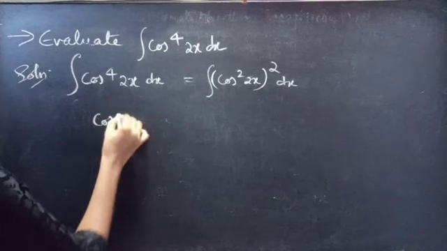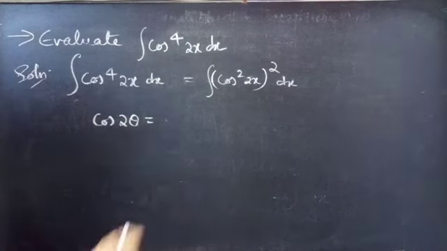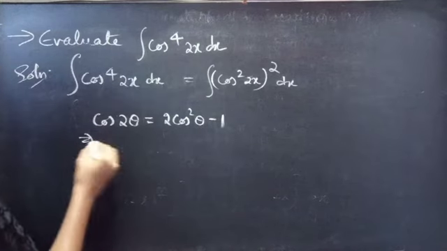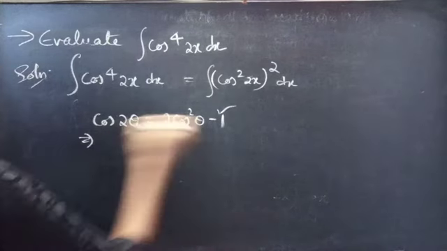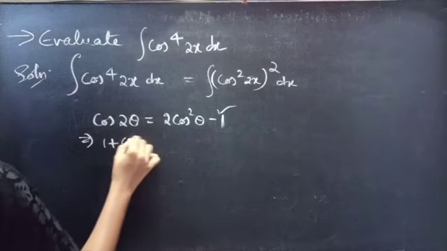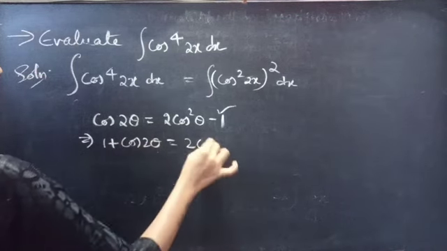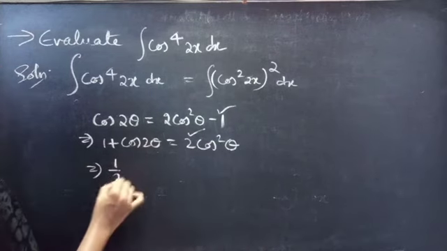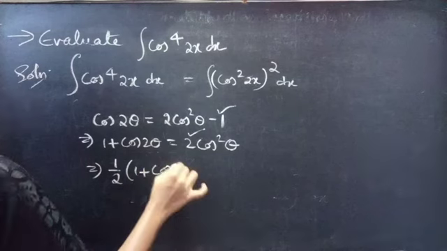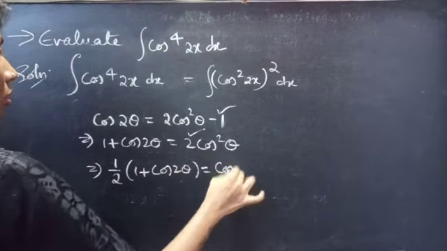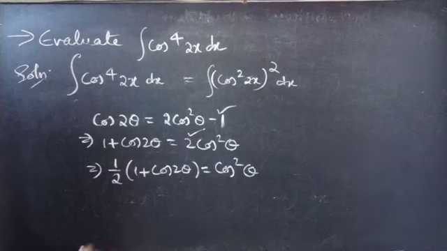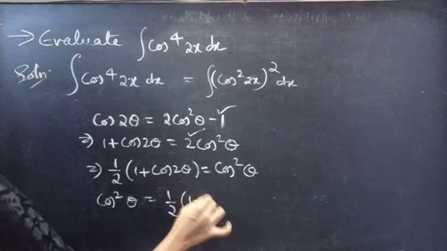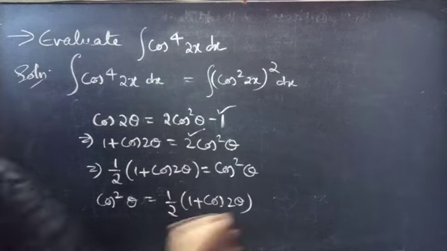So what we'll do? We'll use the cos 2 theta identity: 2 cos^2 theta minus 1. Then bring this minus 1 to the LHS. You'll get 1 plus cos 2 theta equals 2 cos^2 theta, right? Now bring this 2 to the LHS, so you'll get 1 by 2 into (1 plus cos 2 theta) equals cos^2 theta, right? Now we have cos^2 theta equals 1 by 2 into (1 plus cos 2 theta), right?